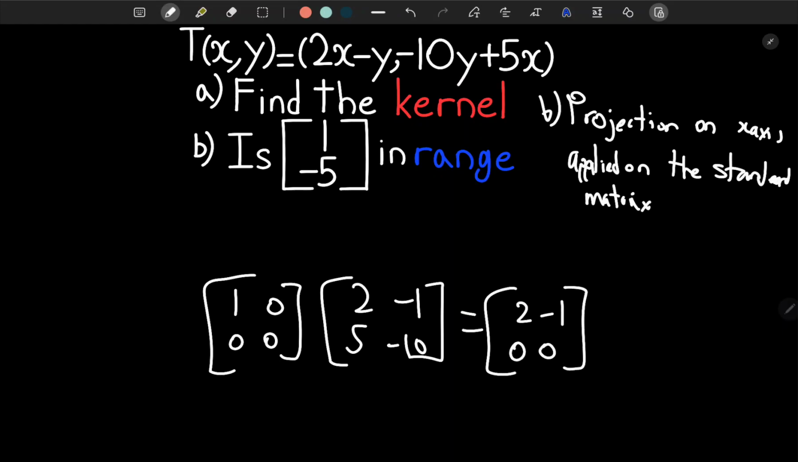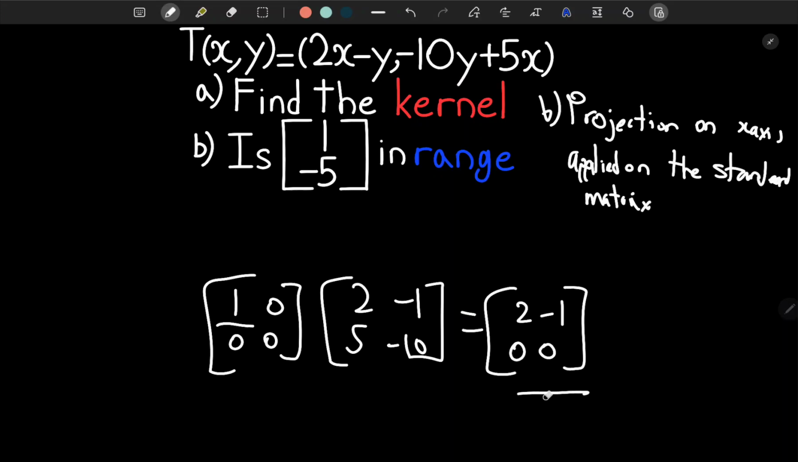And if you don't know how to multiply matrices, it's a row by column: the first row by the first column, then the first row by the second column, and then you move on to the second row, first column, and second row, second column. And this is the answer for part B.